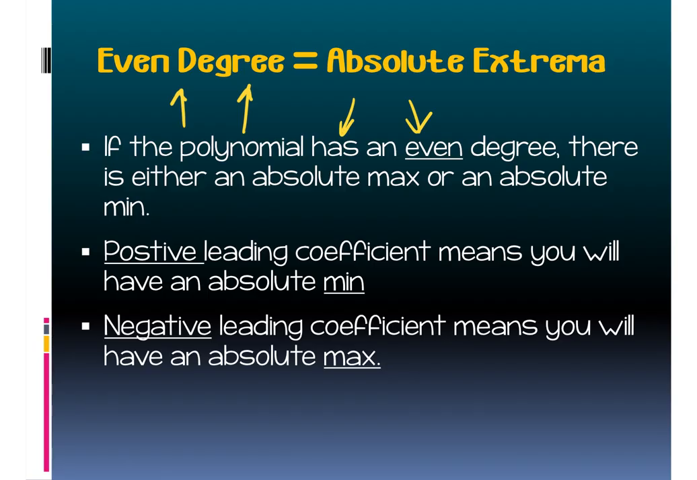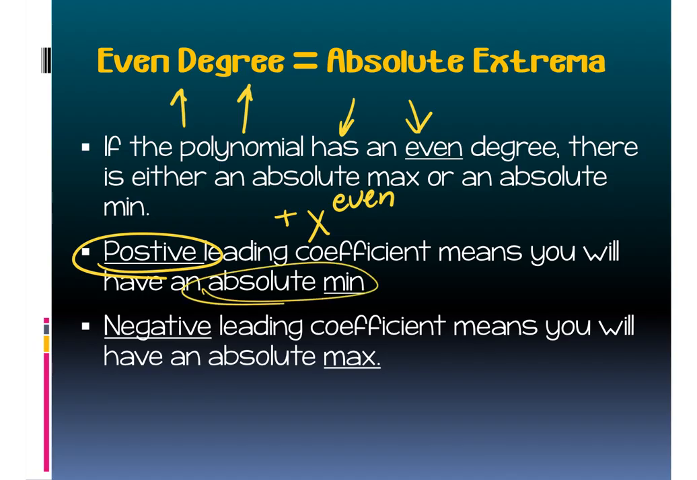Wait, what do you mean? It's either going to have a max or a min. Correct. So if it's a positive leading coefficient, if it's a positive number on the x and an even power, then both my arrows point up. And if that happens, I have an absolute min. Because it's got to go something like this. It could go up on the left and up on the right, and then it could squiggle in between, but both ends are going up.